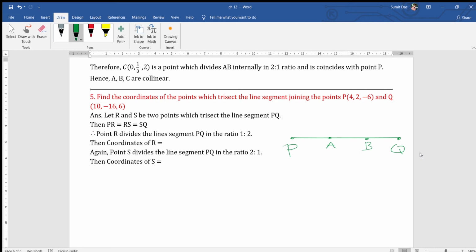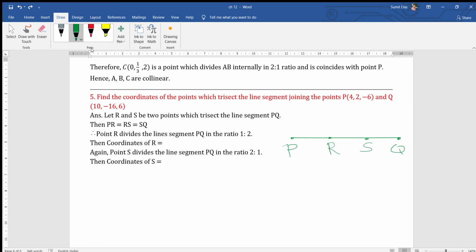Okay, so you can see PA, or we are taking R and S. Okay, fine, no problem. We are taking the points as R and S. So this point will be R and this point is S.